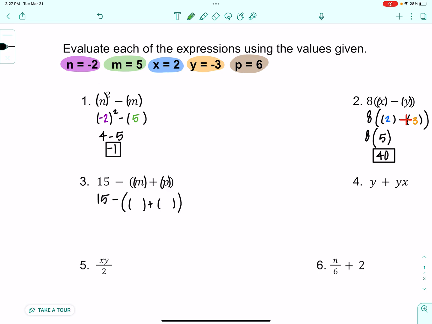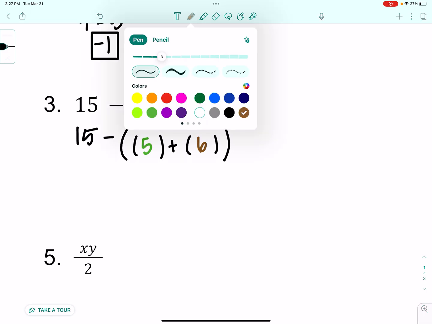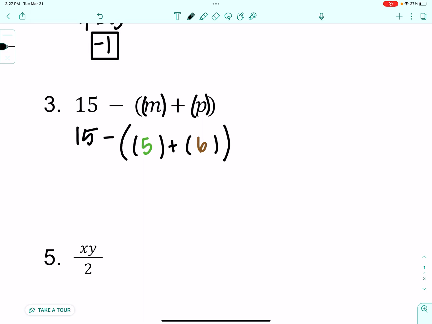So M is green. M gets a 5. P is brown. It gets a 6. You can, from here, go put this all in the calculator. We haven't talked about order of operations yet, but it's coming. Order of operations says you do the parentheses first. So that means I would combine the 5 and the 6 first. That would give me 15, minus 11. And that gives me a final answer of 4.